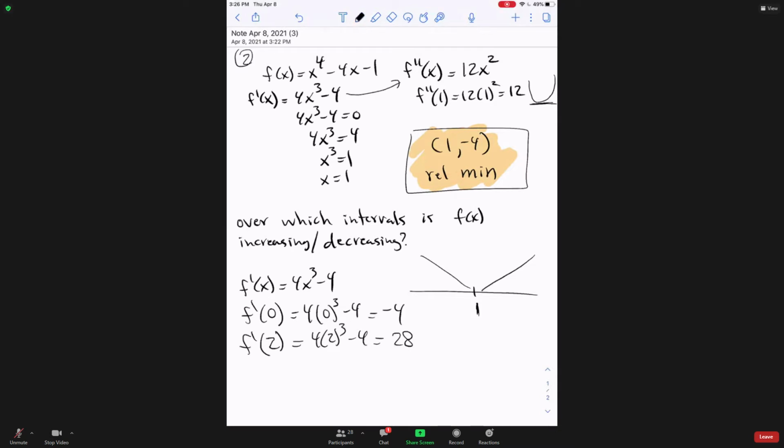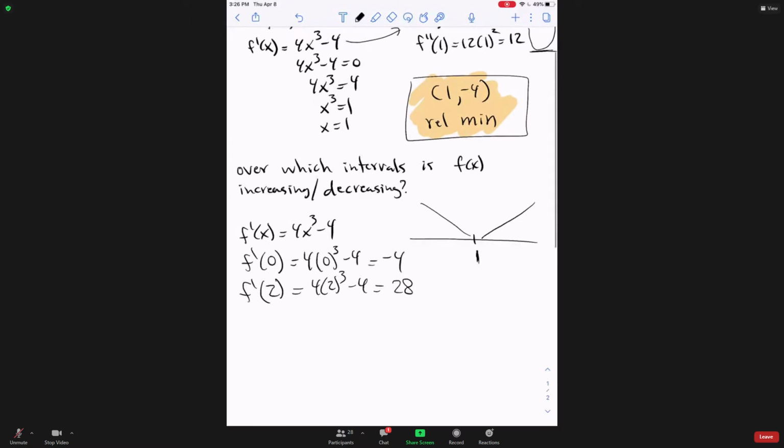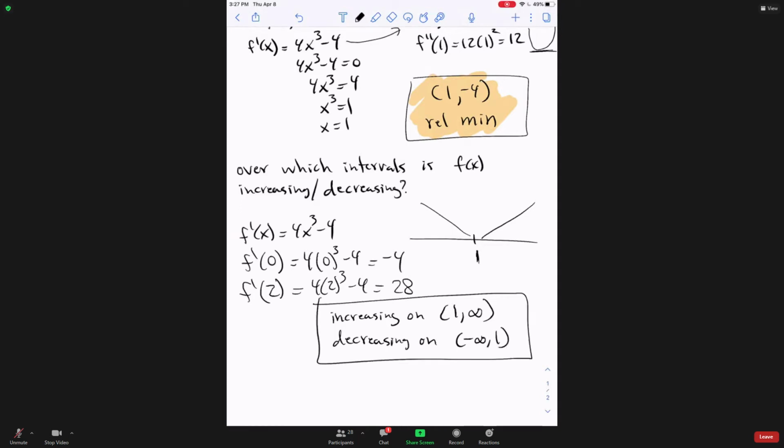But also I can answer this question now. Increasing on the interval 1 to infinity, decreasing on the interval -infinity to 1. So that's the answer for part B.